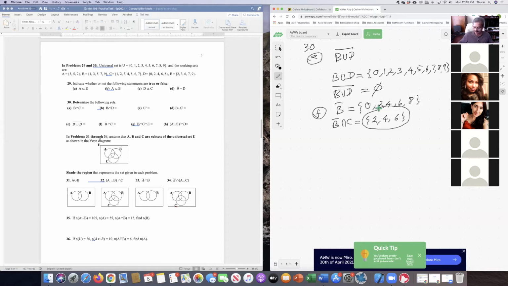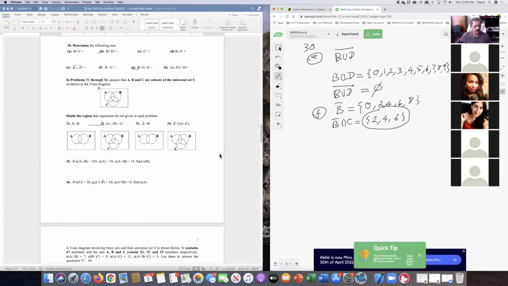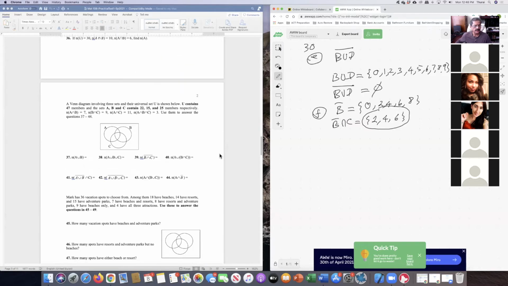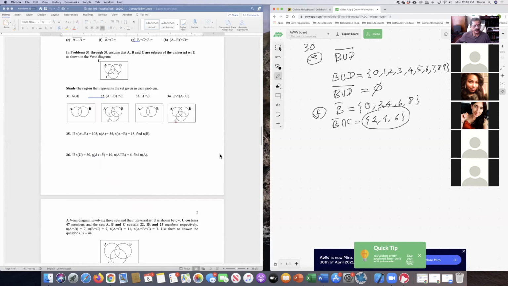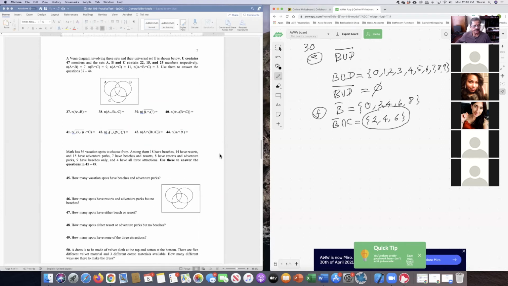Anything else? All right, moving to the next page. It's actually page 6. Could you do number 44? 44, okay. Count of A intersection B bar.